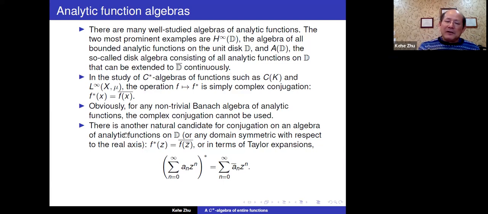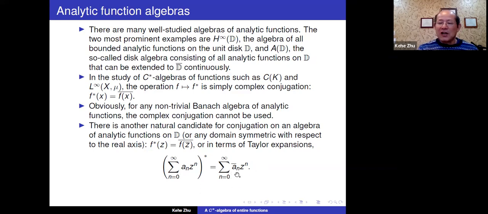Now, if the underlying domain is a very symmetric domain, like the unit disk or the unit ball or the complex plane, meaning that the domain is closed under conjugation, then other than the complex conjugation, there's also a very natural analog of it. What you can do is define a star operation in terms of Taylor coefficients. For example, if I'm looking at analytic functions on the disk, you develop the function f into a Taylor series like this, and then you define the star of this function as this new analytic function.